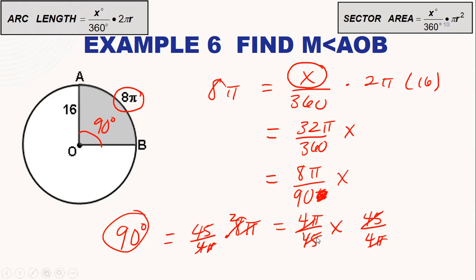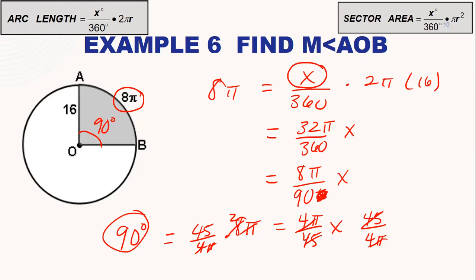How do you cancel out a fraction? You multiply it by what? By the reciprocal. So instead of 4 pi over 45, it's going to become 45 over 4 pi. So that cancels out. And what I do to one side, I do to the other. So the pi's cancel out. 8 divided by 4 is 2. And 45 times 2 is 90. So that is why we can confirm that it is a 90-degree angle.